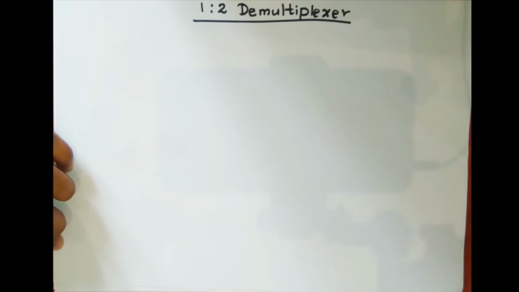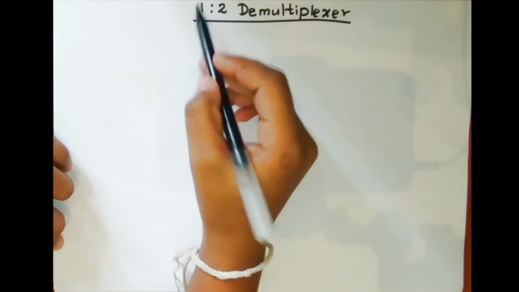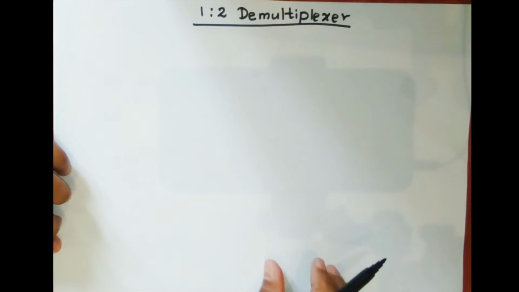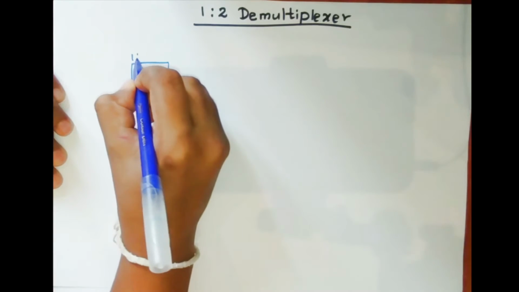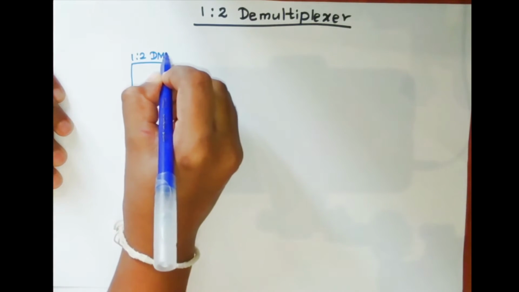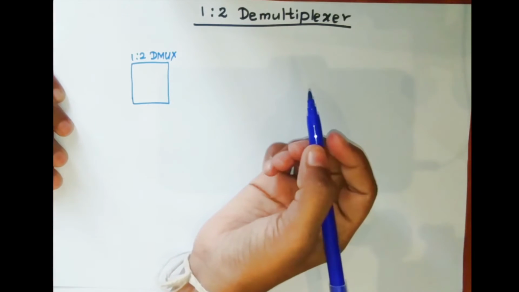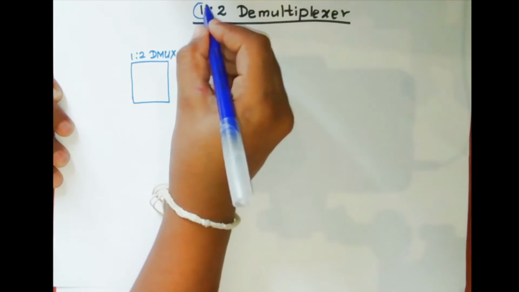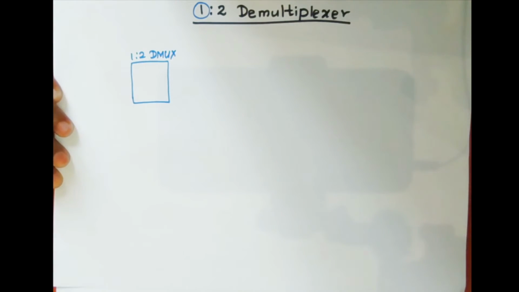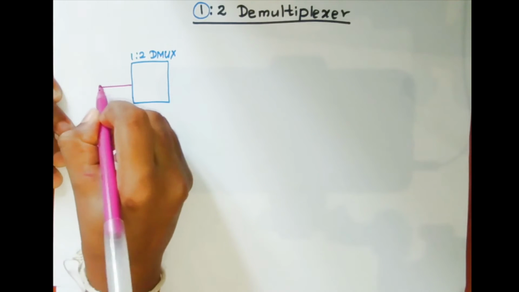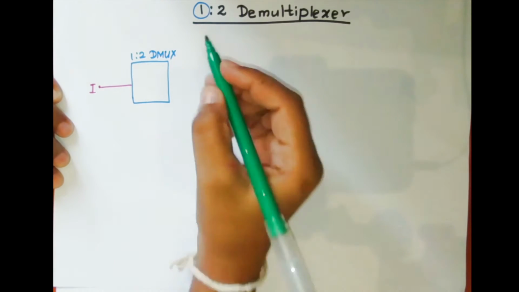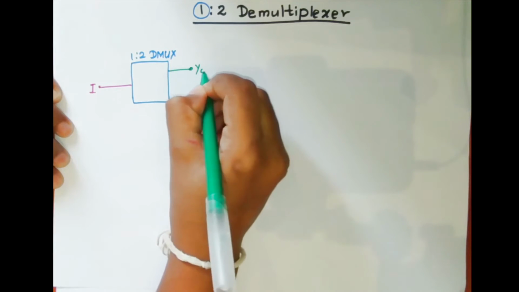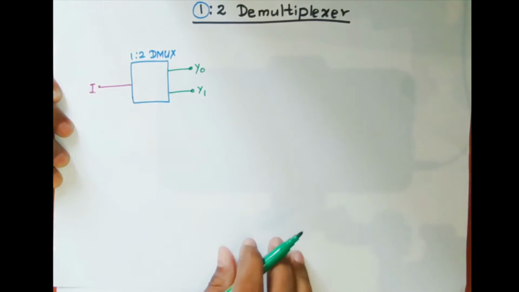As the first example of the demultiplexers, we are going to talk about the 1 to 2 demultiplexer, and let's represent it. We can draw the demultiplexer like this. This is 1 to 2 DE-MUX, and as this name suggests, there is one input. I name it as I, and the name suggests there are two outputs. I called them Y0 and Y1.